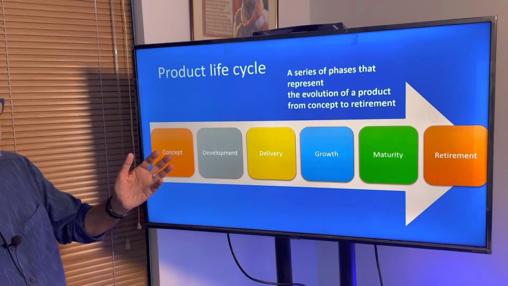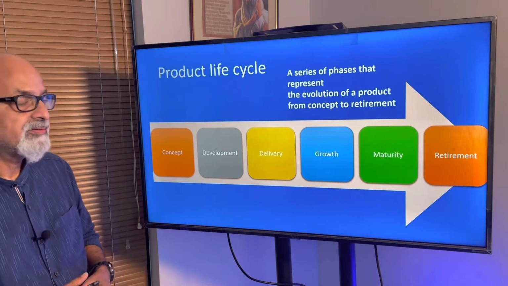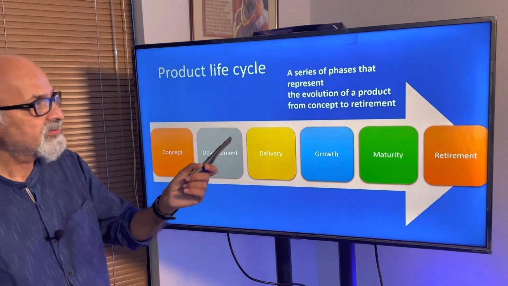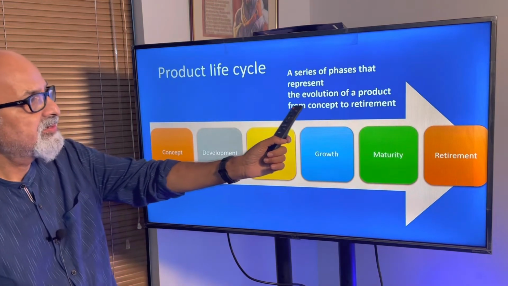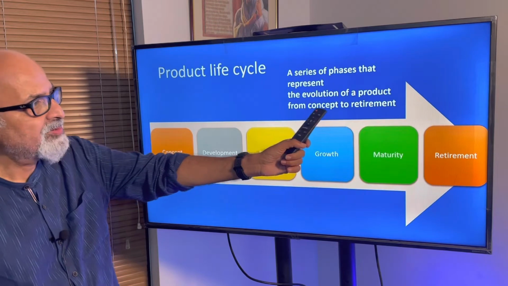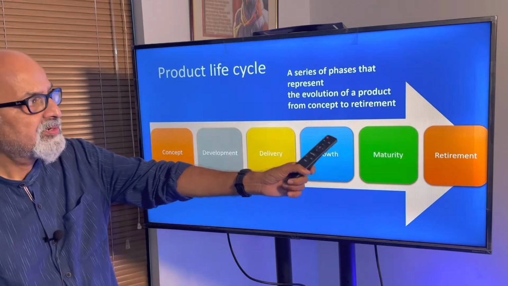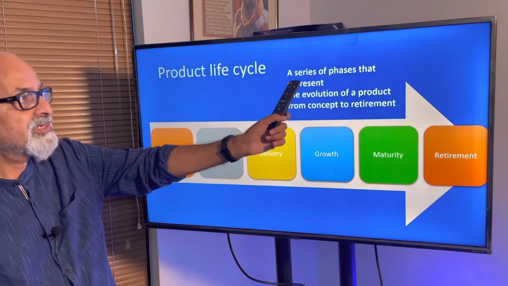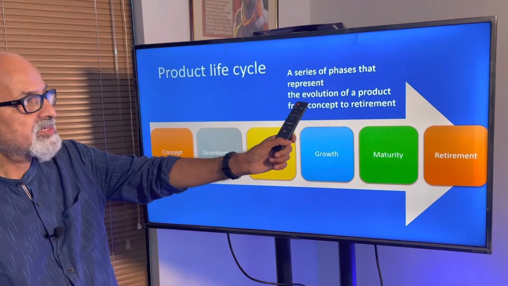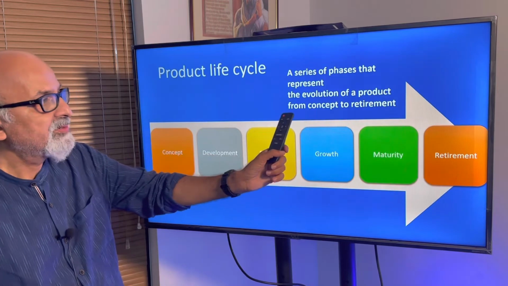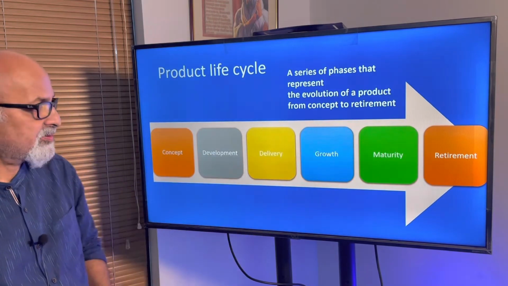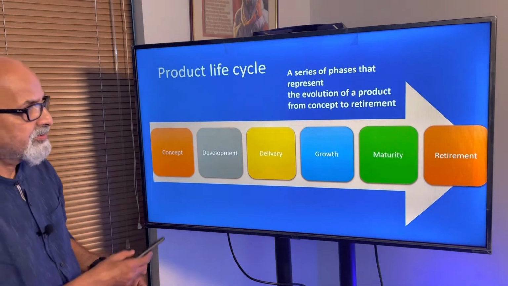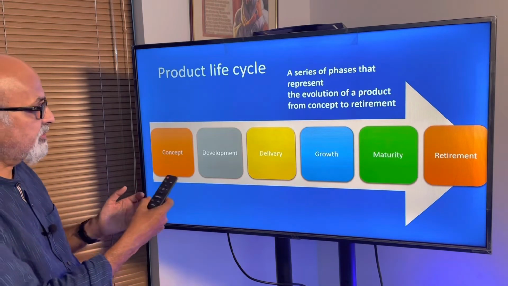According to the Project Management Body of Knowledge, the product life cycle is a series of phases that represent the evolution of a product from concept to retirement. I'll repeat again, a series of phases that represent the evolution of a product from concept to retirement. So this is represented pictorially here.